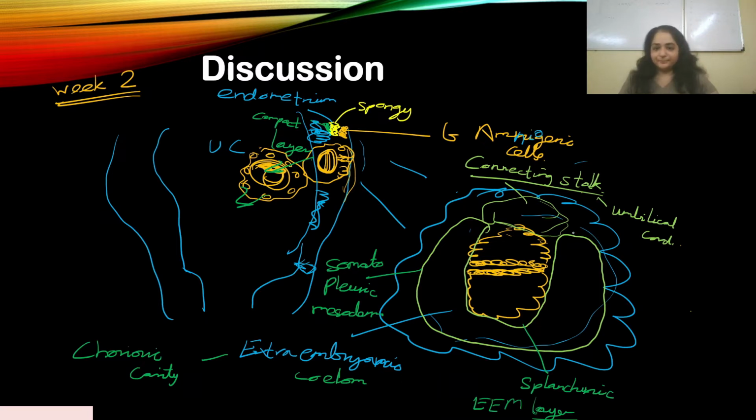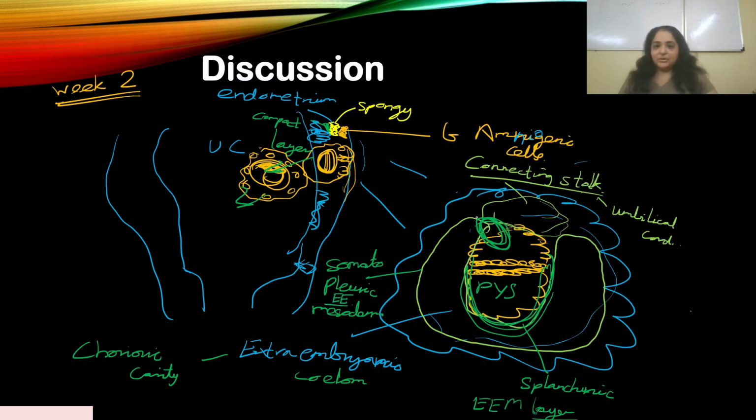Now if they ever ask you in a question, what does the splanchnic extraembryonic mesoderm contain or cover? It covers the primary yolk sac. This region is the splanchnic extraembryonic mesoderm and covers the primary yolk sac. The amnion part is actually covered by the somatopleuric extraembryonic mesoderm.